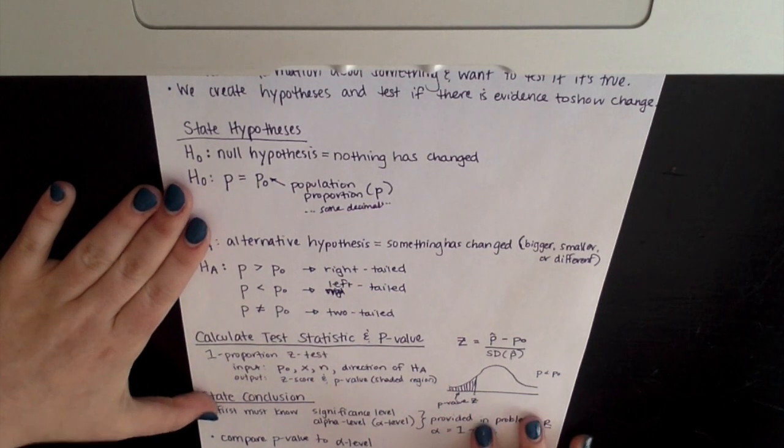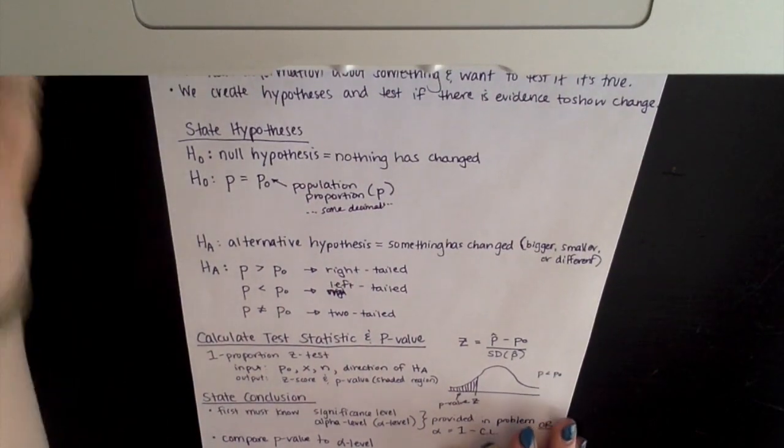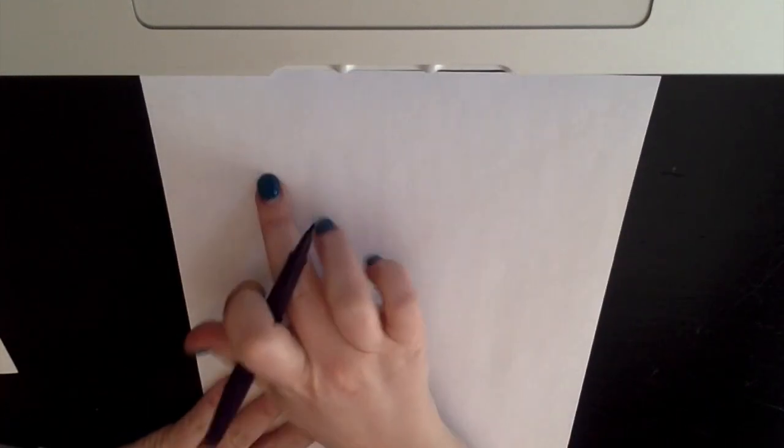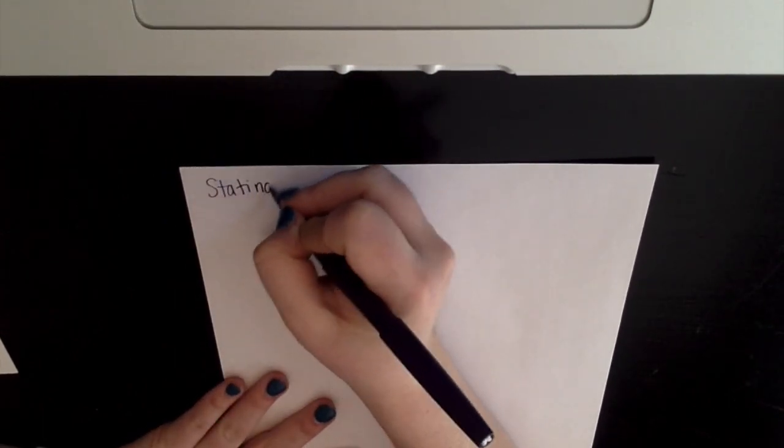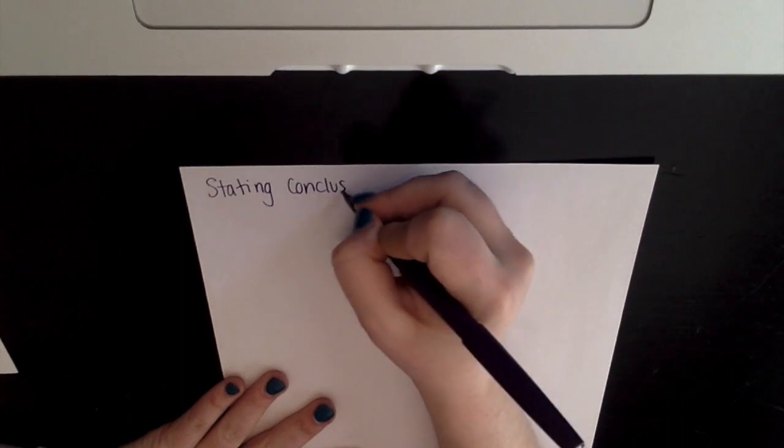Okay, and I will move on to another sheet, so this is super clear. Let me just grab an extra sheet of paper. All right, so I'm going to scoot this over. Right now, we have a z-score and a p-value. Okay, so just to keep going, we are still stating our conclusion.